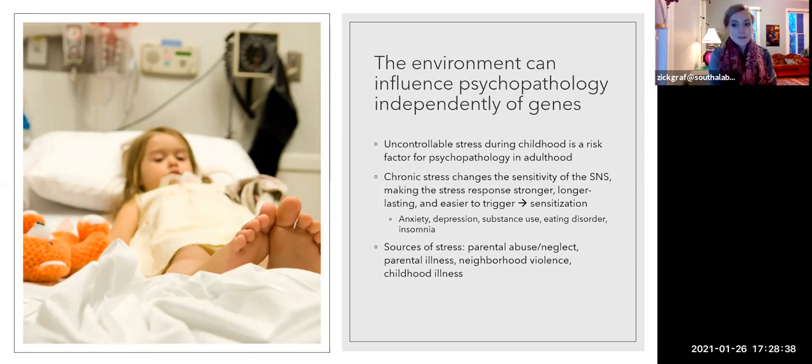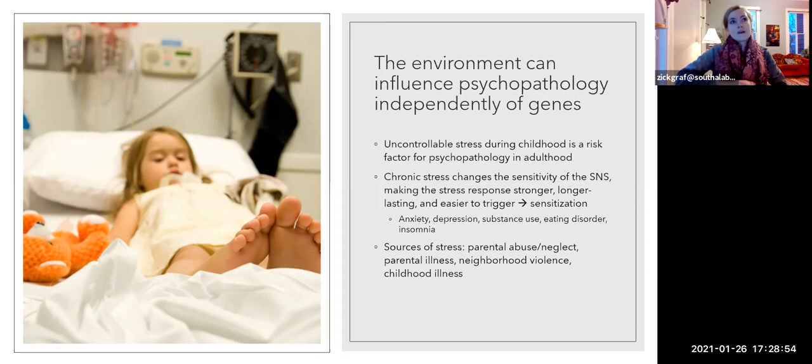It alters the sensitivity of the sympathetic nervous system. Chronic stress makes the acute stress response, the response that we have to stressors in the environment, stronger, it makes it longer lasting, and it makes it easier to trigger. And this is known as sensitization.